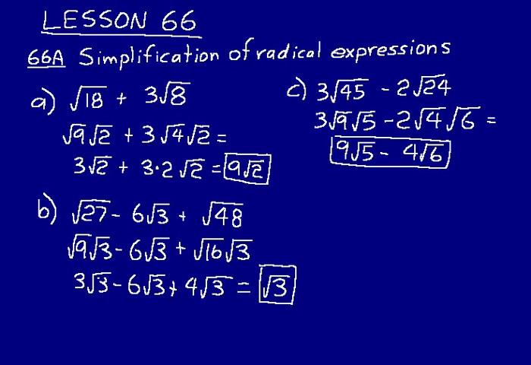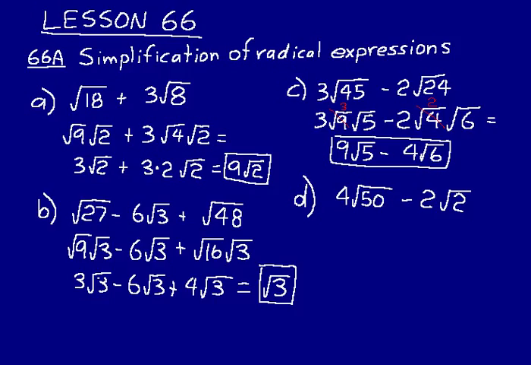Now, just to make sure you understand how I got the 9 in front of the square root of 5 there, this square root of 9 changes to a 3, right? Square root of 9 equals 3, and that's why I did 3 times 3 is 9. And then the square root of 4, that is the same thing as 2, right? So I did 2 times 2 is 4. That's how I got the 4 in 4 times the square root of 6.